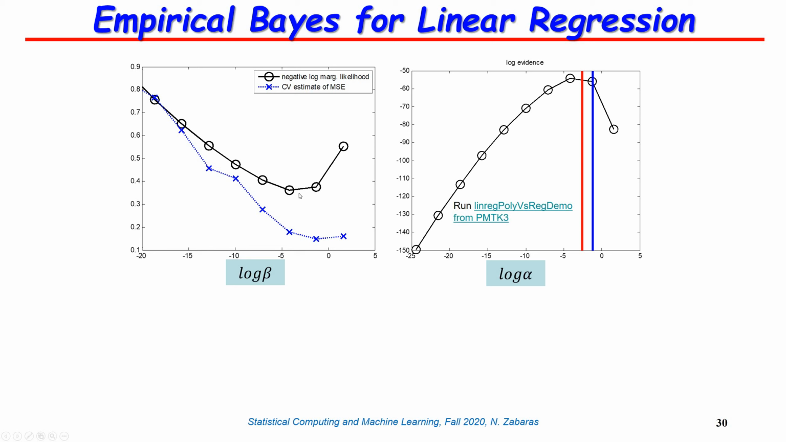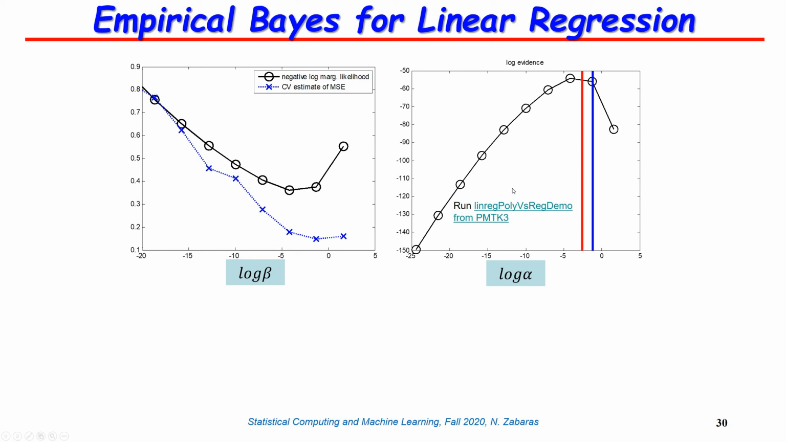But what I want you to note is the location where this negative log marginal likelihood is minimized. It turns out to be about the same location as the place where the mean square error in a cross-validation setting is minimized on a test data set. Okay, so that's very nice, right? So you do get basically very close to what we have seen with using cross-validation.